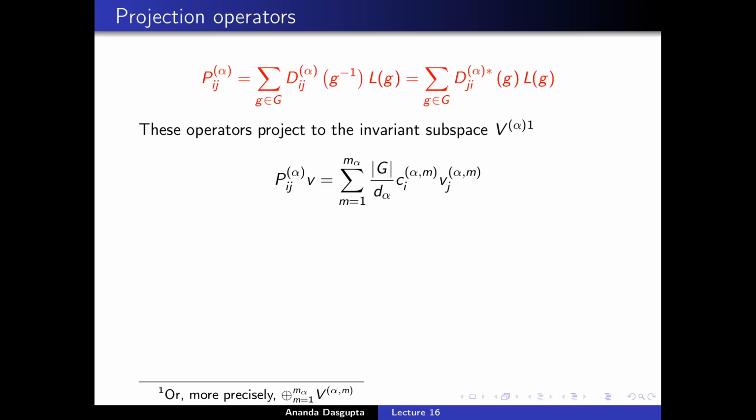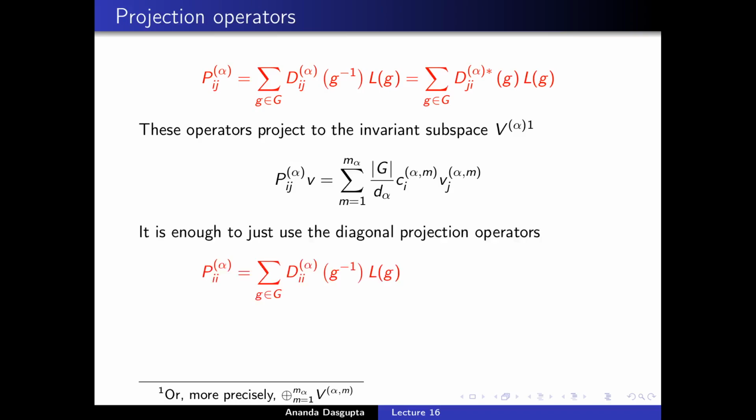Now, what these operators do, as I have said, is project onto an invariant subspace V alpha. To be precise, the projection is not really to V alpha, it is actually a projection to the direct sum space of V alpha m. That is, all the invariant subspaces which transform according to the same irreducible representation are clubbed together into a direct sum, and what this projection operator does, when it acts on an arbitrary vector V, is produce a vector which is in this direct sum vector space.